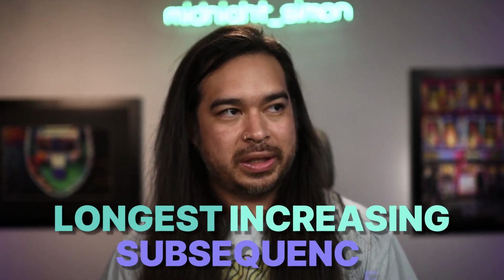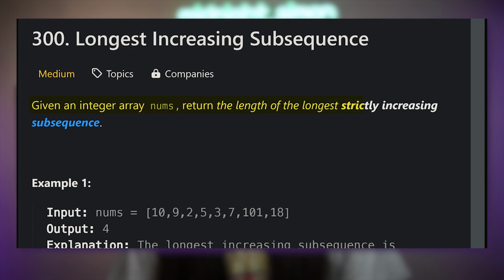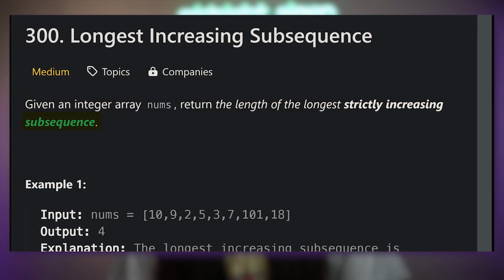Longest increasing subsequence. Given an integer array nums, return the length of the longest strictly increasing subsequence. So this is like a super classic DP problem, or it could be not a DP problem with even better time complexity. And maybe I'll show you that way and I'll show you the DP way for this problem, both in this video.